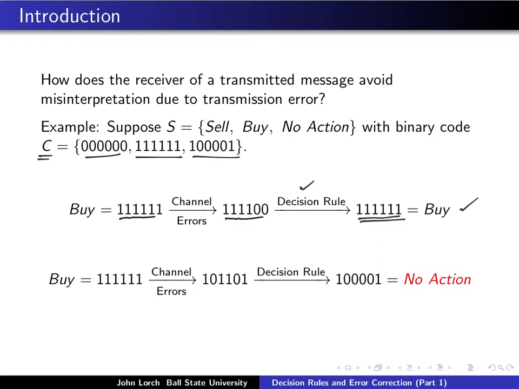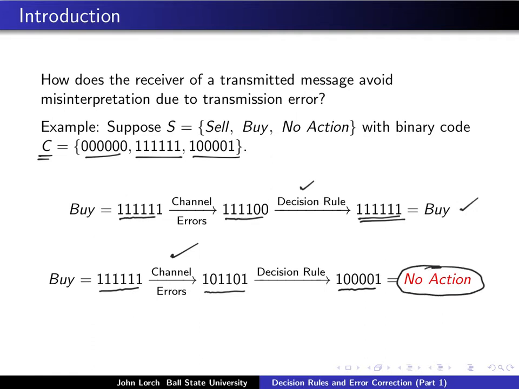Now, in the bottom row, something different happens, right? So again, we have the sender who wants to buy. He or she encodes this message as this string consisting of all ones, puts it in the channel, and of course, it's a noisy channel, so there may be some errors, and the string that comes out is this string. And notice that that string is not a code word, so the receiver then must take that string and decide what code word to use. And in this case, the receiver decides that this is the intended code word, which corresponds to no action.